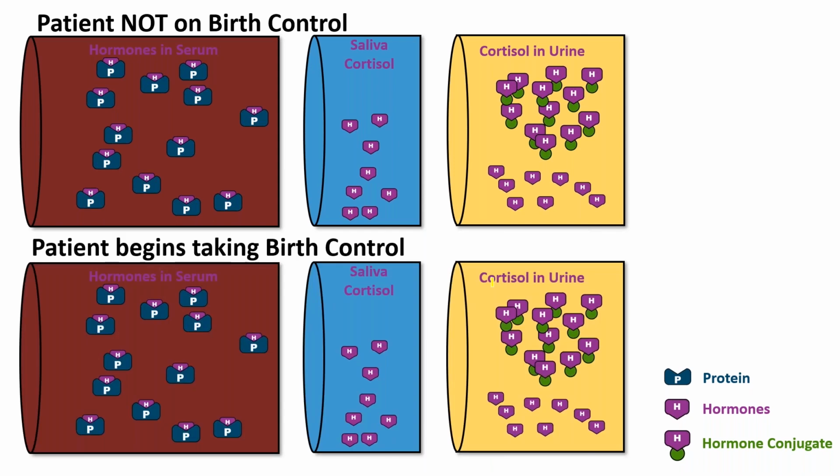Now let's say we take that patient and we put them on birth control. Okay, now what happens when we put someone on birth control is the hormone in the birth control, watch the serum here, is going to increase the amount of binding protein that's in the serum, and the body's pretty smart. The stress response is pretty smart, so it's going to make more cortisol to fill up those spots.